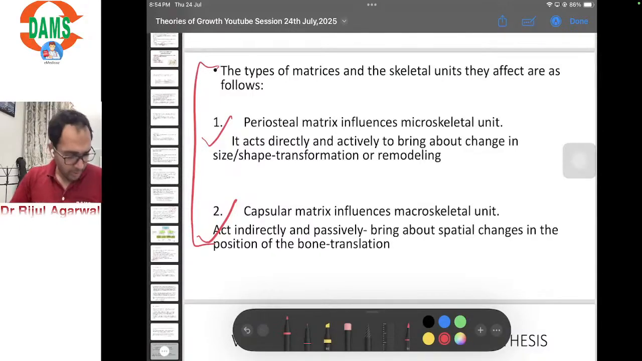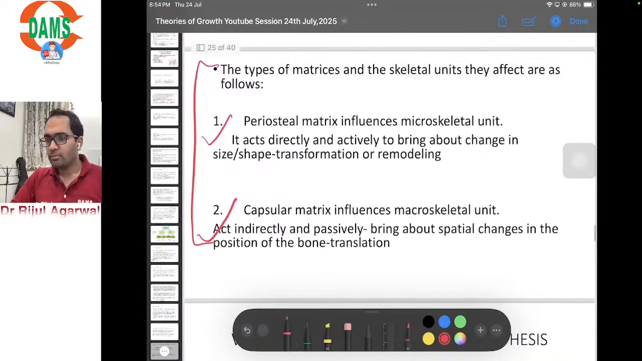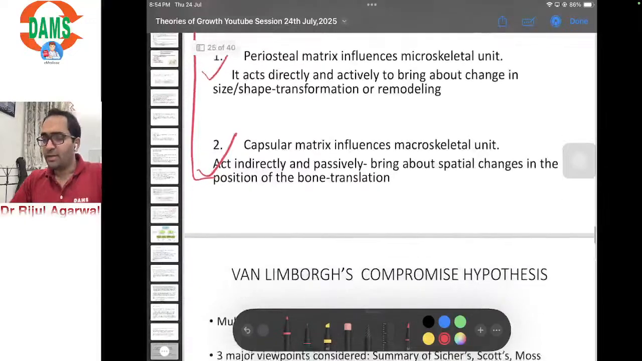I don't think we'll be able to do the servo system and growth relativity hypothesis today, because the servo system in turn takes a lot of time to explain.